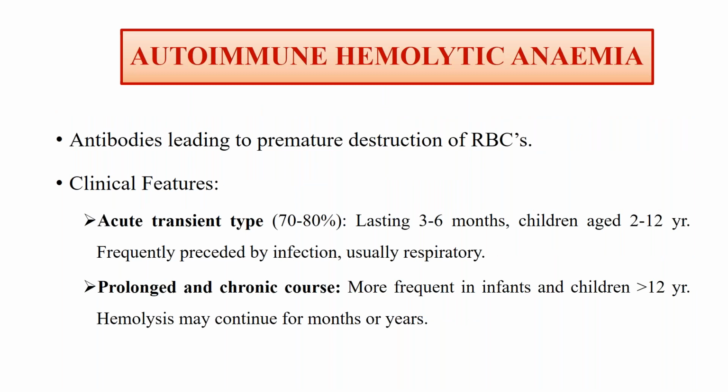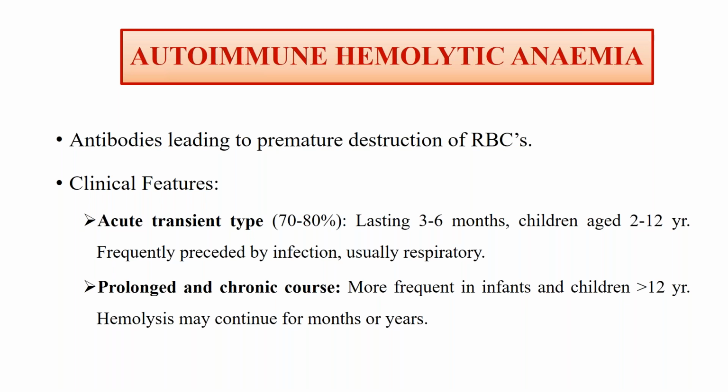Then coming to autoimmune hemolytic anemia, antibodies lead to premature destruction of RBCs. They can be acute type or a prolonged chronic course. In the acute type, it lasts around 3 to 6 months, in which children have a precipitation by an infection, mainly respiratory viruses, which can lead to acute hemolytic anemia.